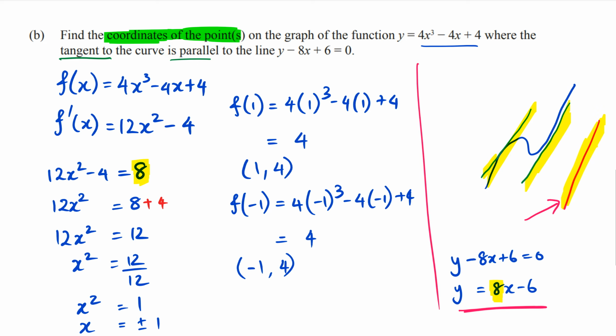So I can say that I've got 2 points here, (1, 4) and (negative 1, 4). So those are the 2 coordinate points where the tangent is parallel to that particular line, the red line there.